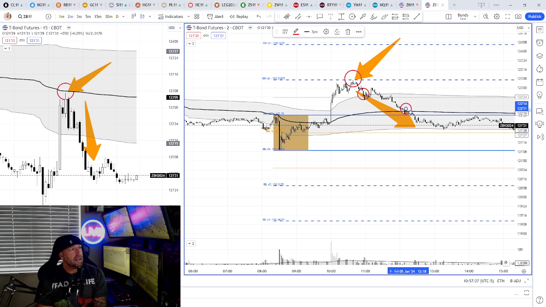So guys, hopefully that helps give you a little idea on the powerful levels of confluence we see with this trading system using initial balance and VWAP.